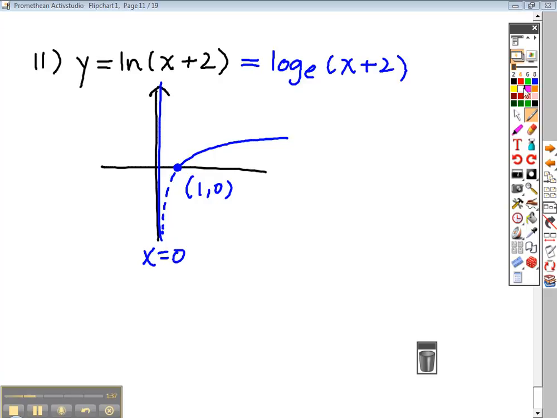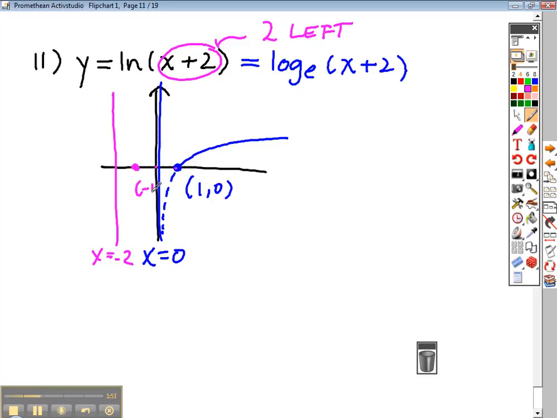The only difference is this one, because of that plus 2, is going to move it 2 to the left. Keep in mind, I'm going to move the asymptote first. So it was 1 to 0. I'm going to move 1, 2 over here. So the new asymptote is x equal to -2. And this goes here to -1, 0. But the graph still looks the same.